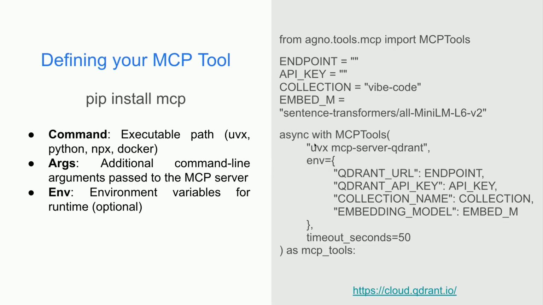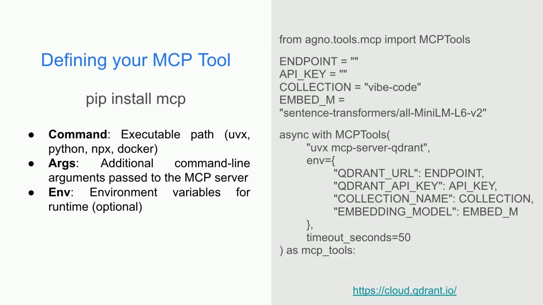If you see here, you have UVX. So what is UVX? We had three parameters, right? One is command, one more is arguments, and third is env. So UVX is nothing but our command. And then you have MCP server Qdrant. MCP server Qdrant is nothing but arguments. Now, when you have command, arguments, and env, this is mainly using stdio. If you are using streamable HTTP, you will have an endpoint URL, which will be a custom URL /SSE.